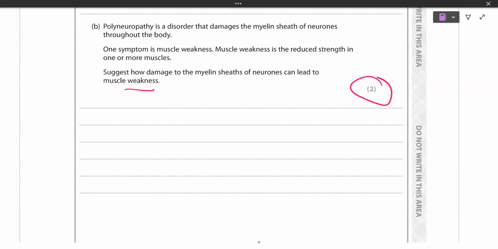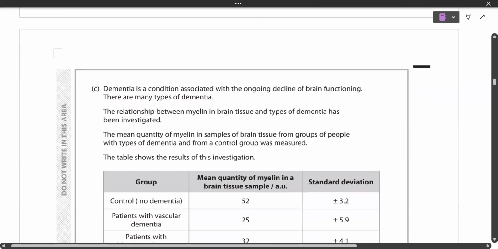So we should mention that fewer nerve impulses will reach the muscle if the myelin sheath is destroyed. That is, the transmission of nerve impulses is destroyed, and this means the stimulation of the muscle fibers will be less, so they contract less. And when they are stimulated less, definitely they will be somehow weak. Okay.